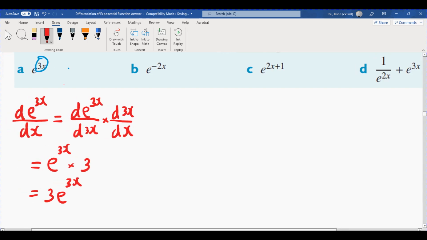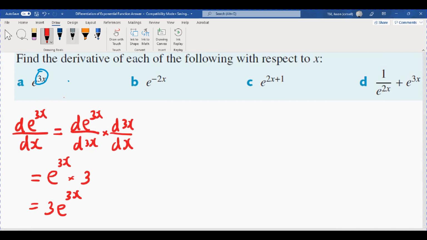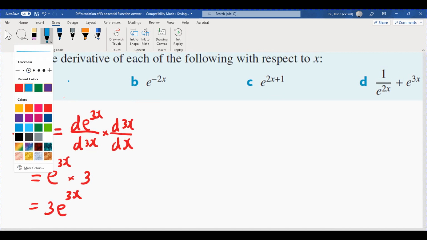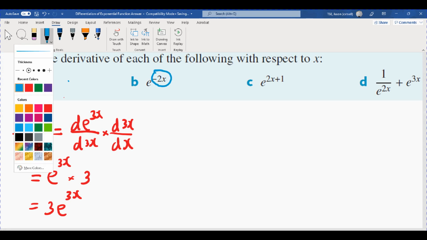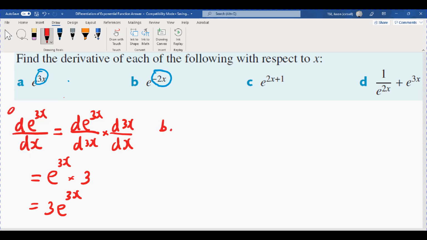Okay, so that's it. Another one, again, the key is how can we deal with when the power is minus 2x. Okay, that's A, that's B. So you differentiate e to the power minus 2x. Okay, and right now, remember that the function in the power is minus 2x.